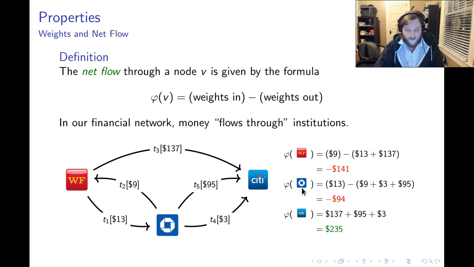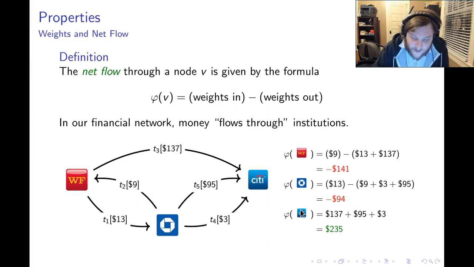Let's look at the net flow through Chase Bank. Chase comes into contact with 4 of the arrows in this digraph. Here, only 1 arrow points at Chase, and that's T1, which is $13. So we start with $13. All of the other arrows point away from Chase Bank, so we have to subtract all of those. We'll subtract 9, we'll subtract 3, and we'll subtract 95. When we do the arithmetic, we end up with -$94. So on net for the day, Chase is losing $94 through these transactions. We had a tiny bit come in, but we had more flowing out.